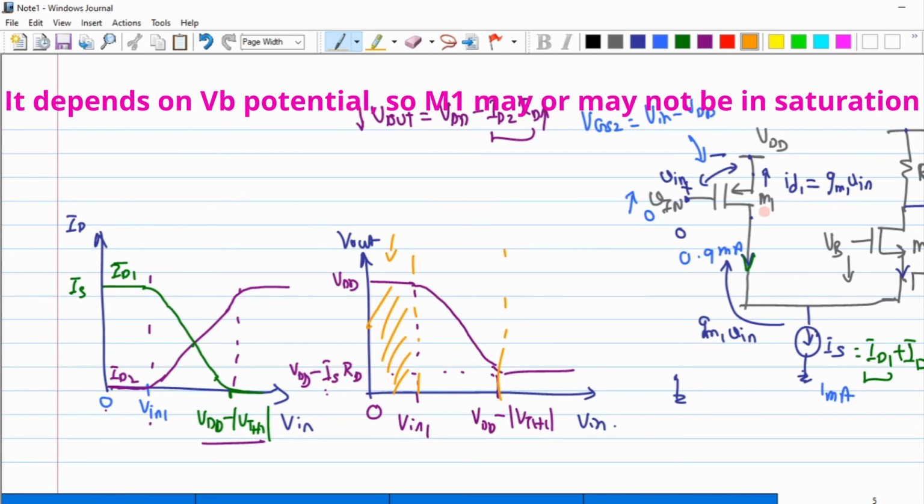Saturation. Okay. So my M1 is in saturation. What about my M2? If I don't want any current to flow across this M2 transistor, the VGS value of this M2 is supposed to be equal to Vth. Okay. So that is a concept. So I have this M2, which is cut off right now.